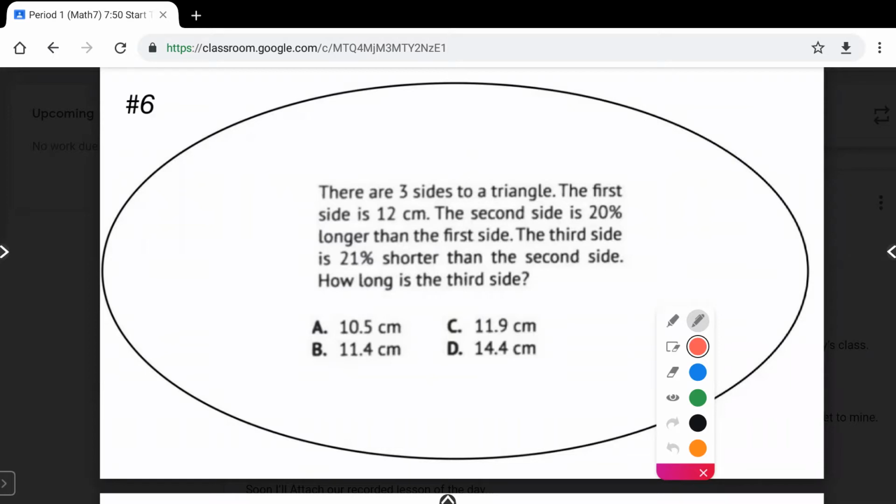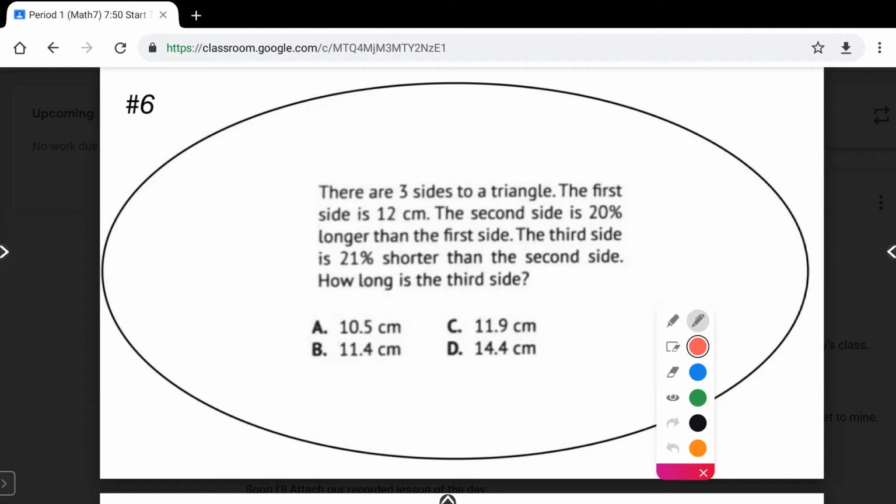It says there are three sides to a triangle. The first side is 12 centimeters. Now, the second side is 20% longer than the first side. And then the third side is going to be 21% shorter than the second side. How long is that third side? So guess what? Let's get to work.